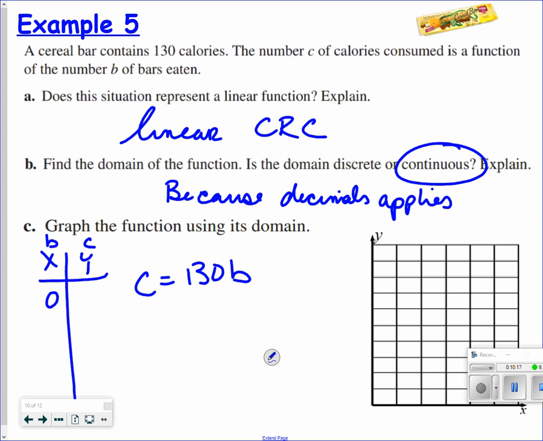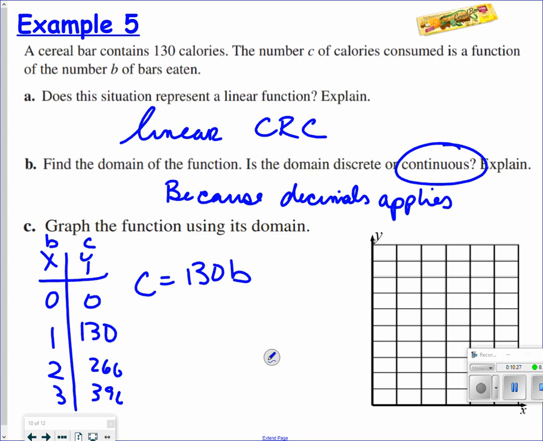If I didn't eat any candy bars, I wouldn't have any calories. If I ate one candy bar, 130. Two candy bars, 260. Three candy bars, 390. Four candy bars, 520, and so on. So I'm going to graph those. So going across the bottom, 0, 1, 2, 3, 4 candy bars.